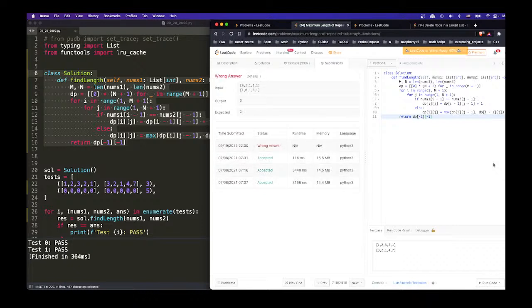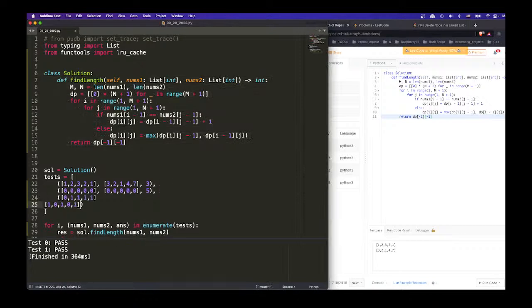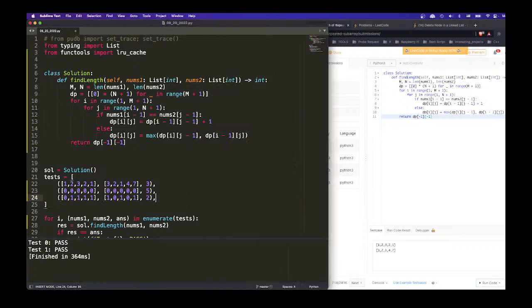Oh, that's interesting. Is this a new test case? Expected 2. 0, 1. Why are you saying 3? That is interesting.